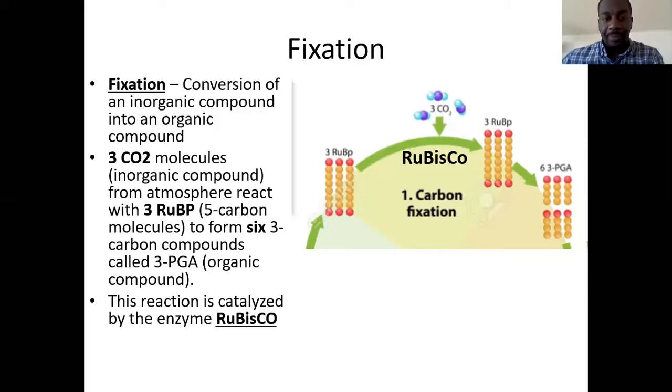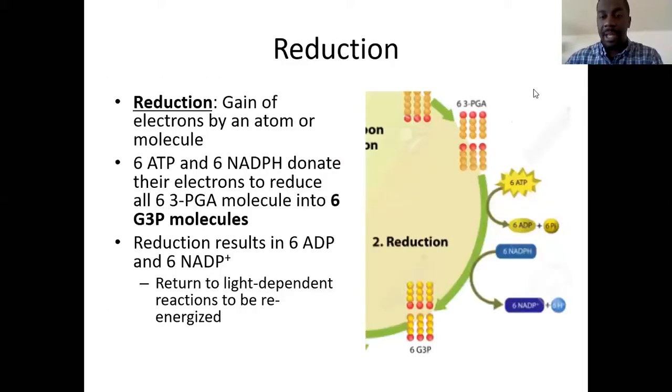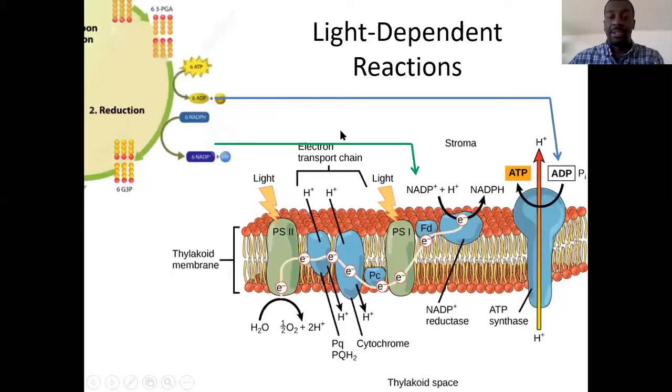From there, we're going to go to the reduction step. During the reduction step, each of these PGA molecules is going to interact with an ATP and an NADPH. They're going to donate electrons to it, and that is going to convert 3-PGA into G3P. 6 G3P molecules. At the same time that's happening, we're going to be producing some ADP and a phosphate, and then NADP plus and these hydrogen ions, which will go back to the light-dependent reactions to be recycled so that you can, again, form new NADPH and new ATP.